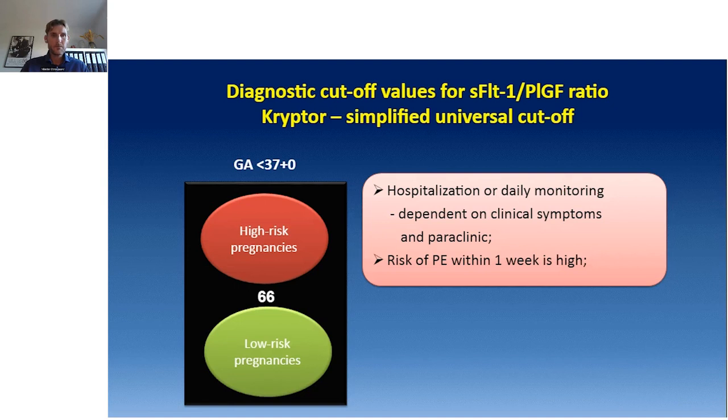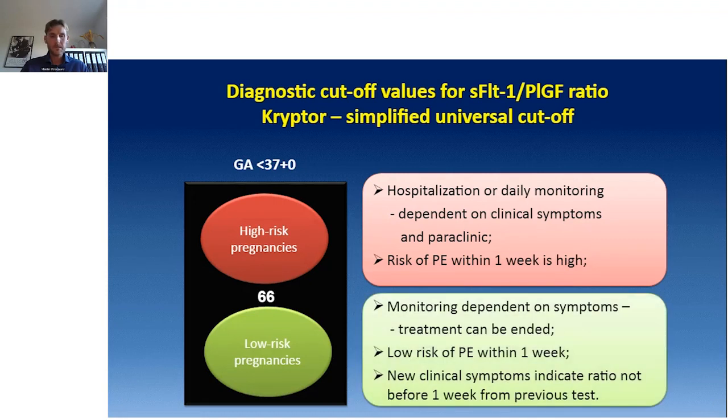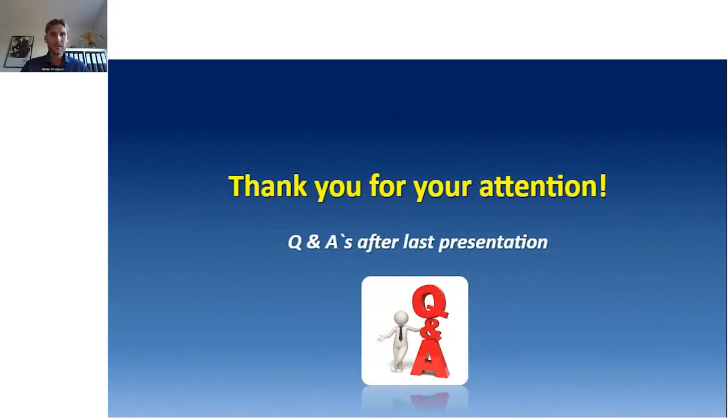And then again, in the low-risk pregnancies, with ratios below 66, monitoring will depend on symptoms, and treatment can be ended, and there's a low risk of PE. New clinical symptoms would indicate a new ratio not before 1 week from the previous test. So we actually have a blockage, so we cannot retest the same patient within 7 days. And by that, I would like to thank you for your attention, and the Q&A session will be after the last presentation. Thank you very much.